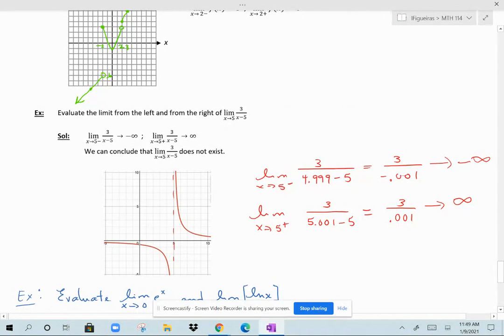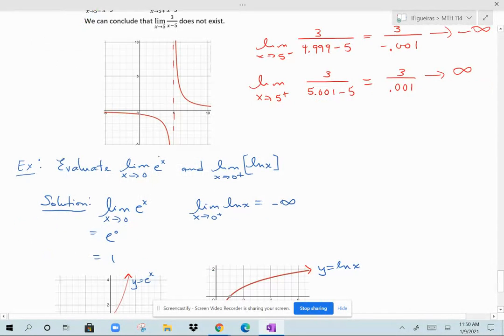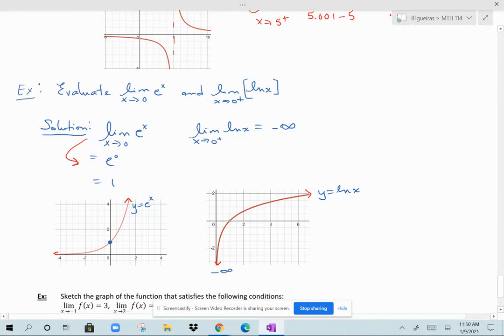Okay, so here are 2 more examples. These are 2 functions that are, again, related. These are inverse functions. I want to evaluate the limit as x approaches 0 of e to the x, and then I'm going to evaluate the limit as x approaches 0 from the right of ln of x. Now, with this one, it's very straightforward. E to the x has a domain of all real numbers, so 0 is in the domain. So I can evaluate this by direct substitution by just plugging it in, and that's e to the 0, which is equal to 1.